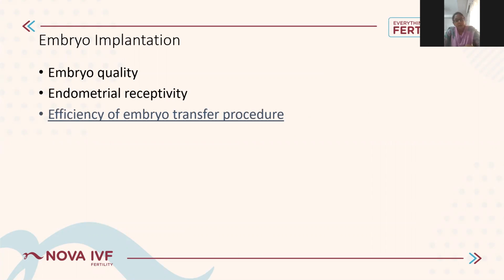So embryo implantation, which is the final and the most critical step, depends mainly on the embryo quality and the endometrial receptivity. By endometrial receptivity, I mean how your endometrium looks. What we can see in the ultrasound is the endometrial thickness, the pattern of the endometrium, that is whether it is a tri-laminar pattern or not, and the blood flow of the endometrium is usually seen. So the embryo quality, the endometrium, and of course the efficiency of the embryo transfer procedure.